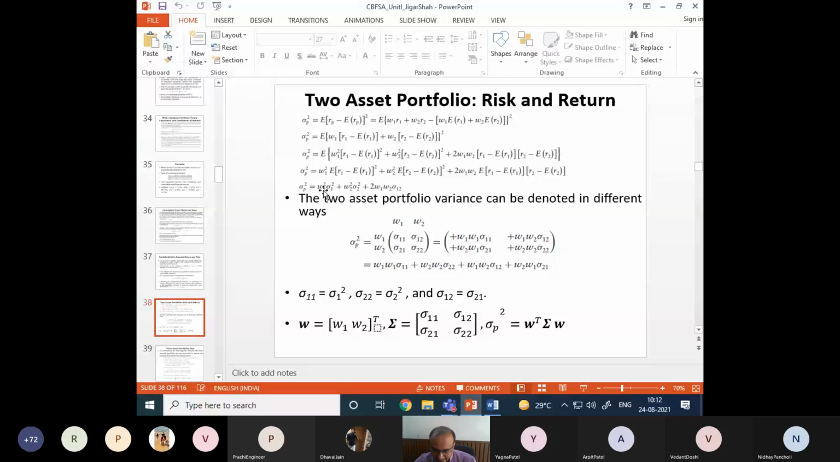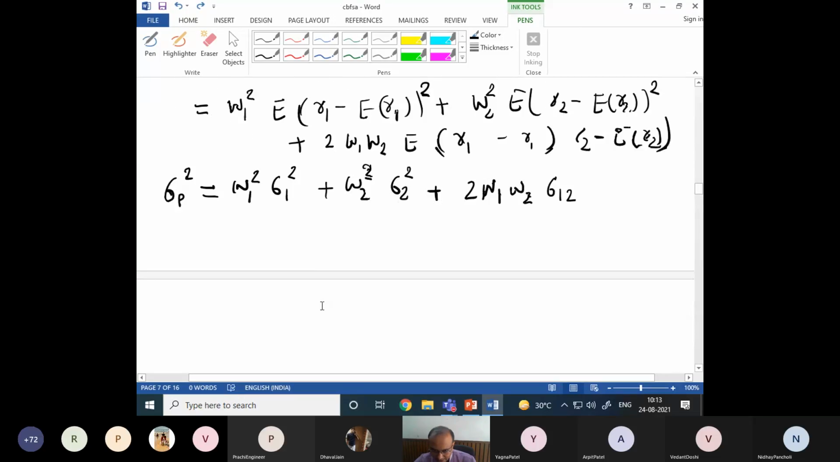It is sigma p square equal to W1 square sigma 1 square plus W2 square sigma 2 square plus twice W1 W2 into sigma 1 2, where sigma 1 2 is the covariance of the returns of security 1 and 2. Now let me represent this equation in matrix form using matrix notation, right? So I go through my notepad, and if up to this point you have any question, you can ask me. So see, this was the point where we were last week.